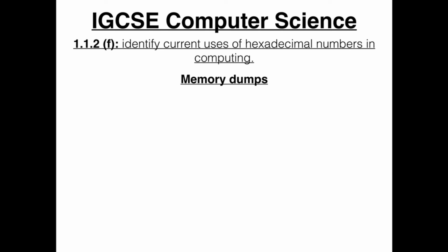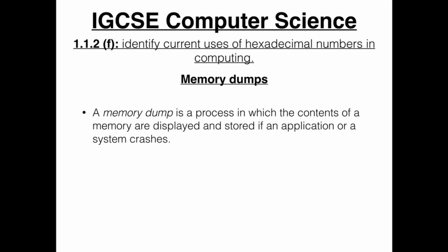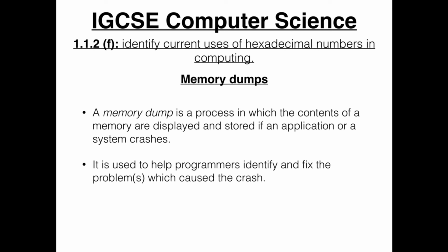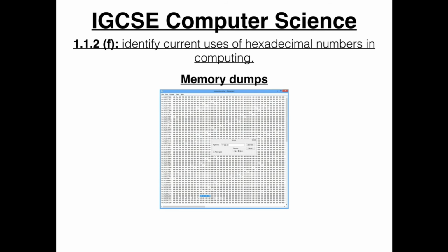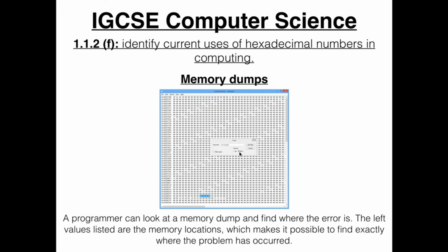So let's start with memory dumps. A memory dump is a process in which the contents of a memory are displayed and stored if an application or system crashes. It's used to help programmers identify and fix the problems which cause the crash. A memory dump kind of looks like this. The values here are the contents, and the values here are the locations. So a programmer can look at this and find where an error is. The left values are memory locations, and this makes it easier to find where the problem lies.